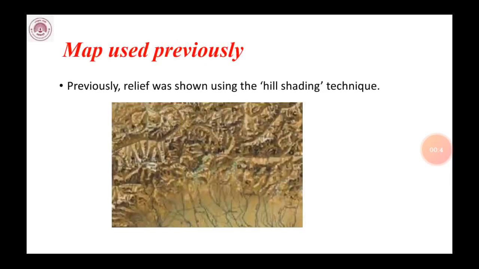Maps used previously. Previously, relief was shown using the hill shading technique. Relief involves the vertical and horizontal dimensions of land surface. Observe the map given below. You will understand the structure of the map used previously.